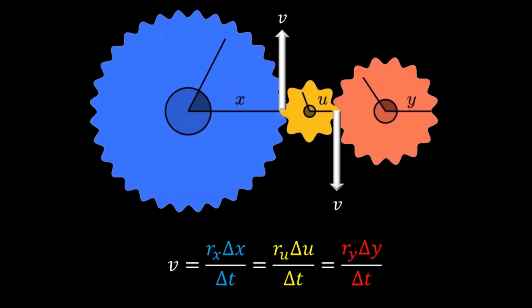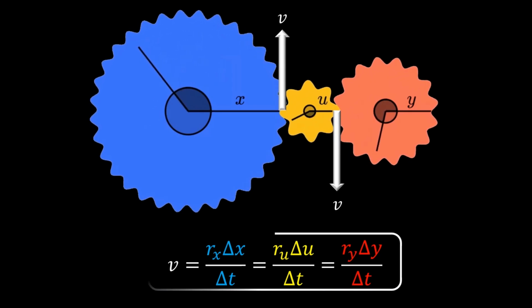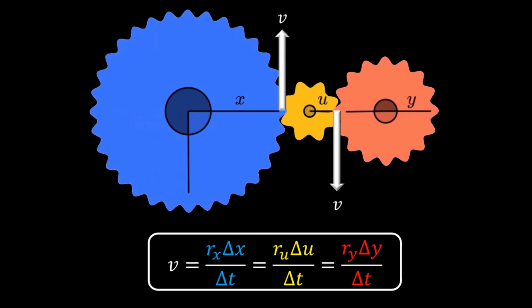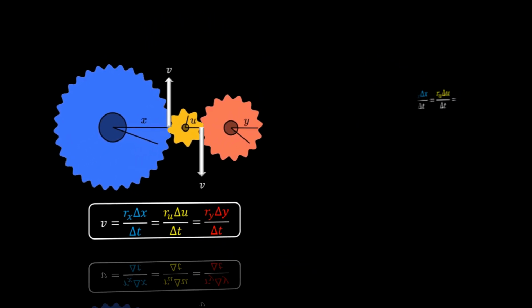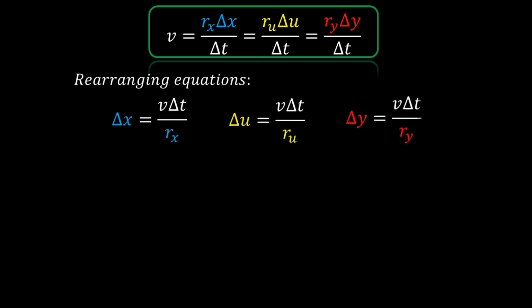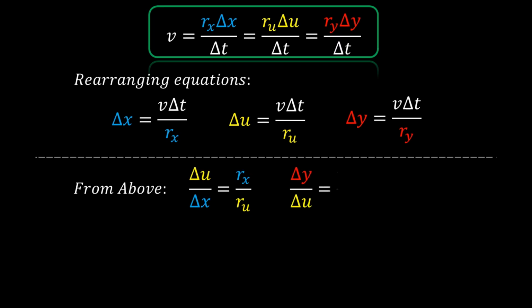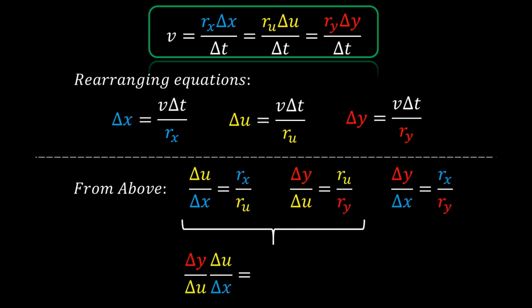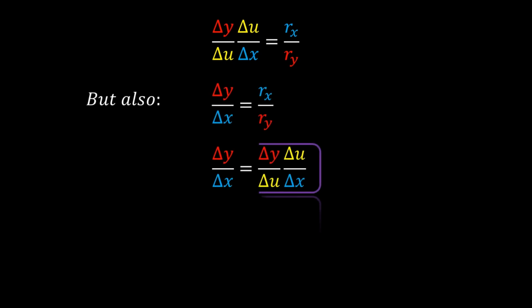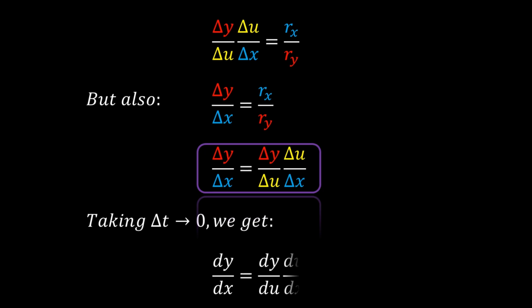Now, since the velocity of the point of contact is the same for each gear, we get corresponding results for the other two gears. Rearranging the equations, we find delta x, delta u, and delta y. To find the value of delta y over delta x, using the above relation we need to do some simplification, and we get the following expression. For an infinitesimally small change in time, the derivative dy over dx is equal to dy over du times du over dx.